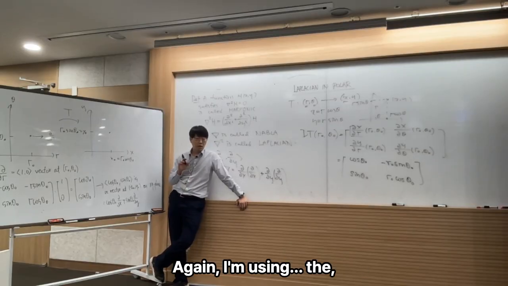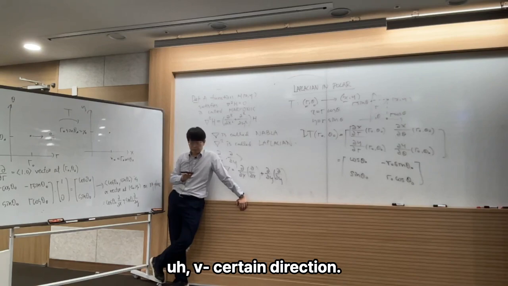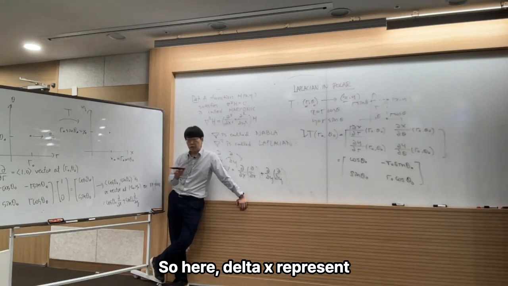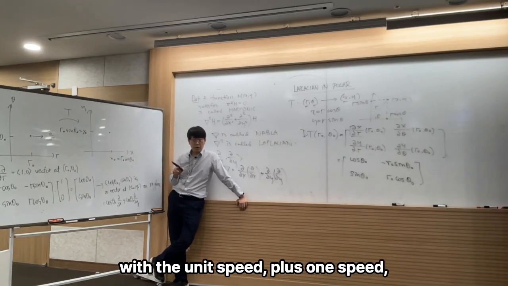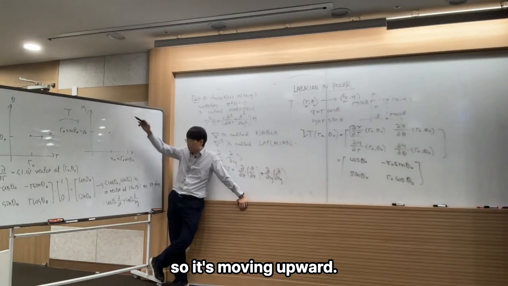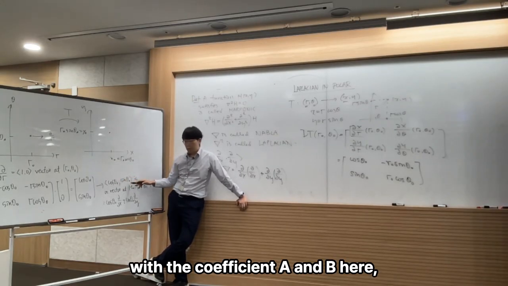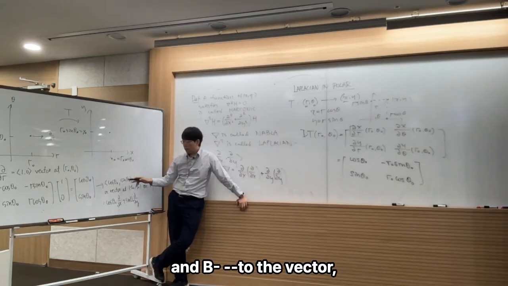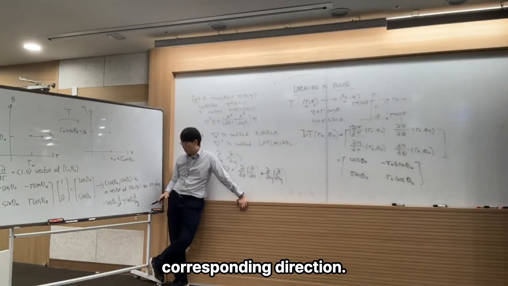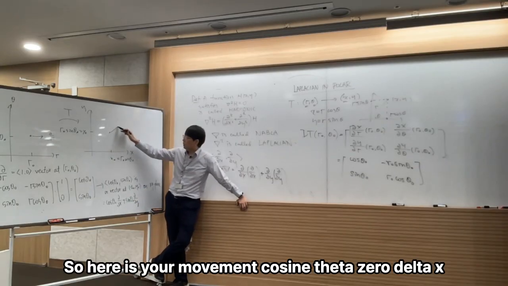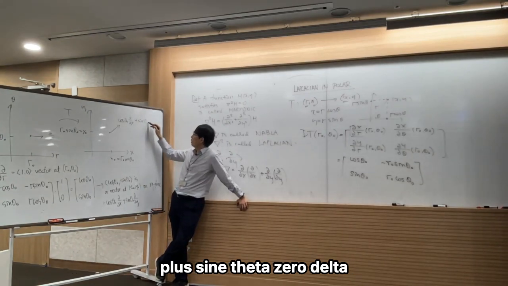Again, I'm using the partial differential symbol as a vector to represent a certain direction. So here, ∂/∂x represents the horizontal direction with unit speed, and ∂/∂y the vertical direction with unit speed. So it's moving upward. Whenever you want to express the movement of a vector with coefficients a and b, you just multiply a and b by the unit vectors in the corresponding directions. So this is your movement: cosine theta 0 ∂/∂x plus sine theta 0 ∂/∂y.